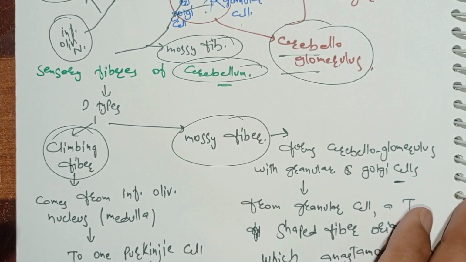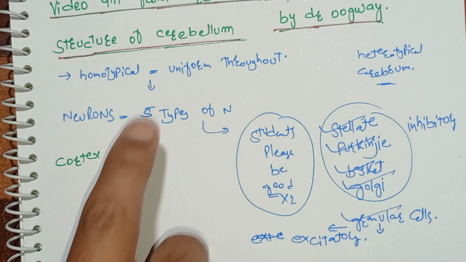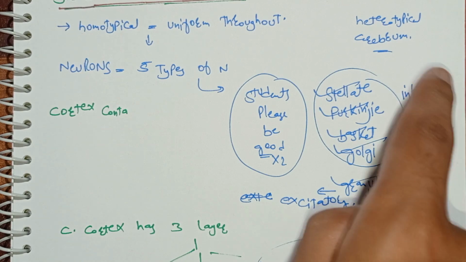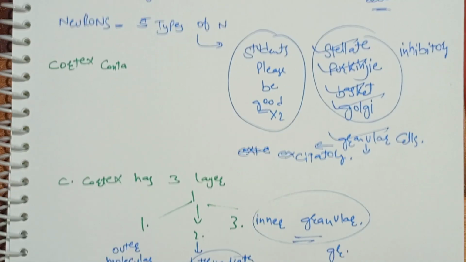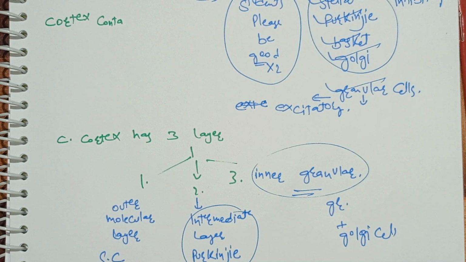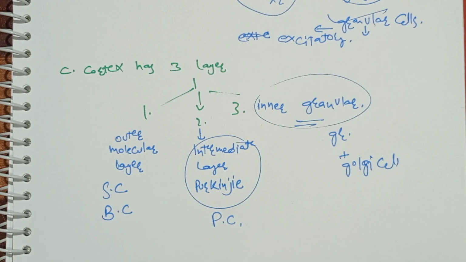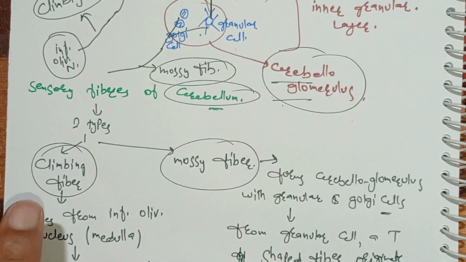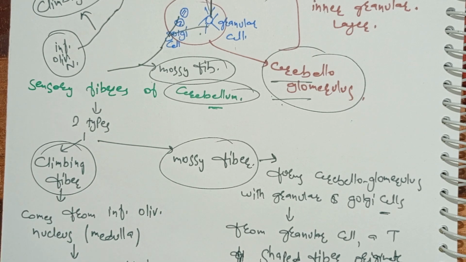So far we discussed, first, that the structure of the cerebellum is homotypical. Then we talked about the 5 neurons of the cerebellum, among which 4 are inhibitory and one is excitatory. Then we talked about the 3 layers of the cerebellum, the outer molecular, intermediate, and inner granular, and the different cells in them. Then we talked about the climbing fiber and the mossy fiber. So this completes the structure of the cerebellum. One more thing I should mention, one last point. It will take just 1 minute.